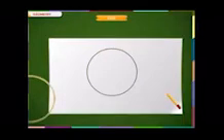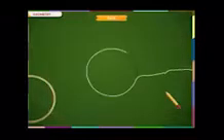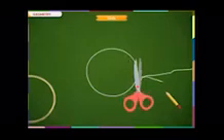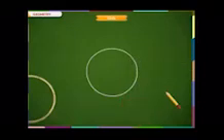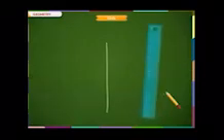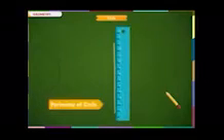Take a thread and place it along the edge of the circle, starting at a point and ending at the same point. Now, measure the length of this thread. This length is called the circumference of the circle.